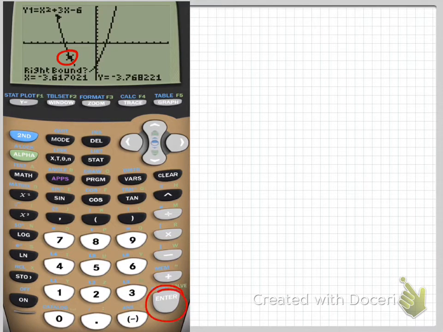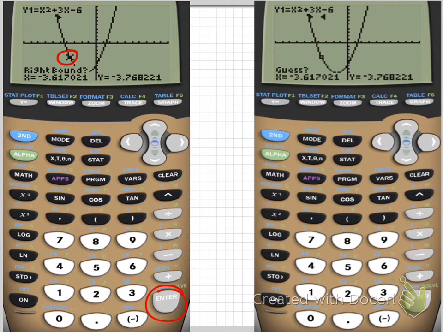Go ahead and press enter again, because we're answering the question right bound, and the question changes again to guess. Notice a few things. First of all, see those arrows at the top? Those two arrows are pointing at the domain in which the calculator will search for a 0. So it's basically looking between these two vertical lines here. And yes, our 0 is between those two lines, so we are good. We know that because our spider was to the left and to the right of the 0.